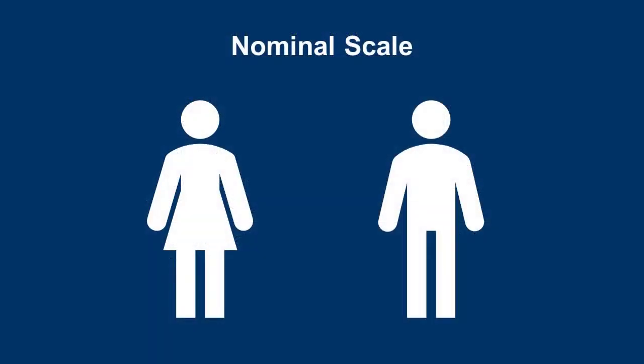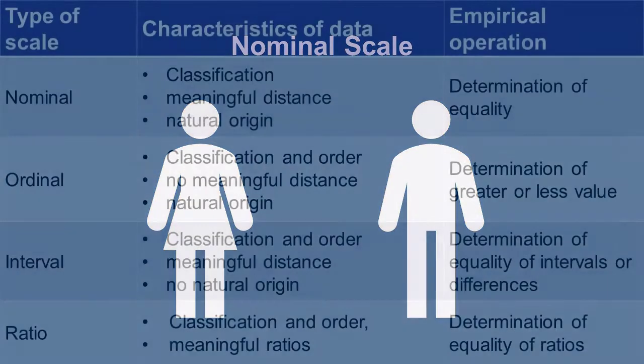One example of a nominal scale: what is your gender? It could be 1 male and 2 female. And as I mentioned before, there's no better or worse. These are 2 different categories.